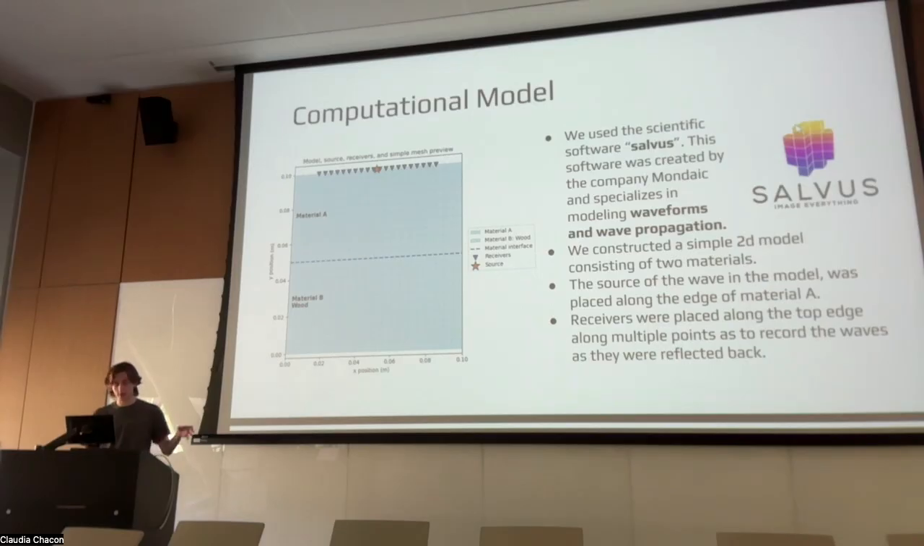So we made a 2D model very similar to the one here, in which the top, labeled as material A, was one that had the properties of human flesh, and then the second one we could change according to the kind of material we wanted to represent.